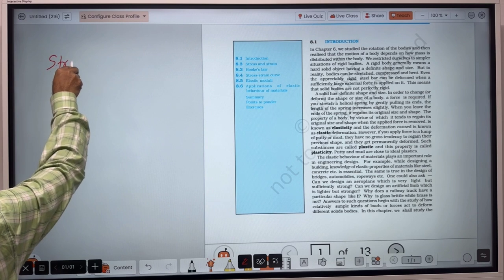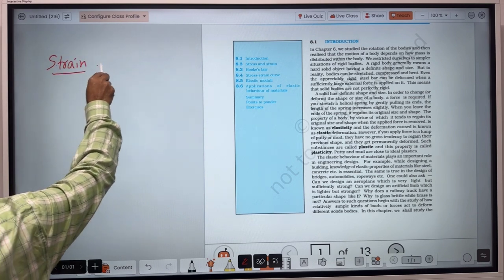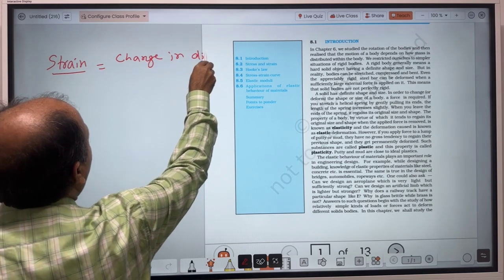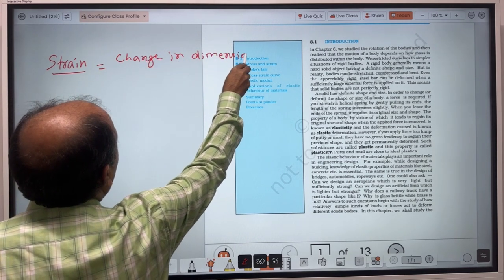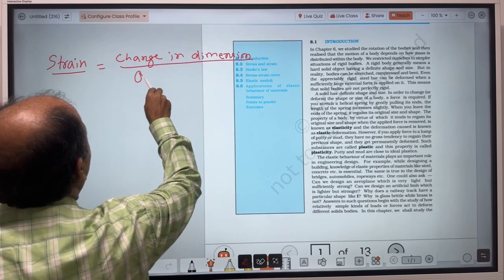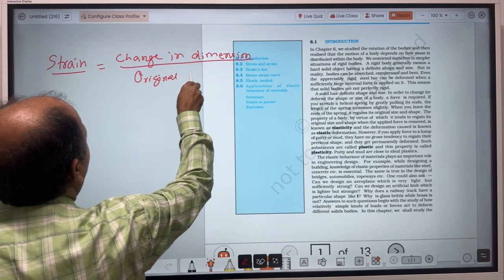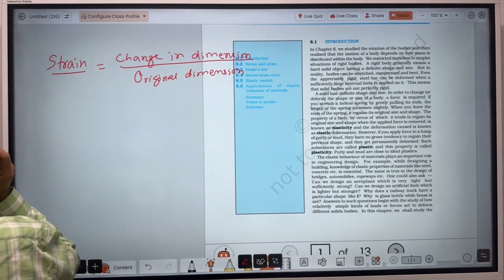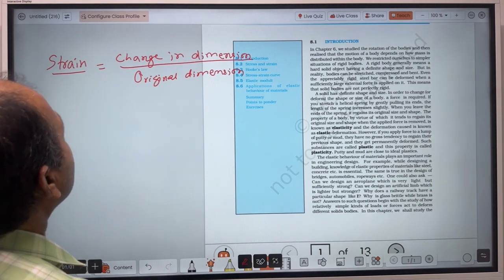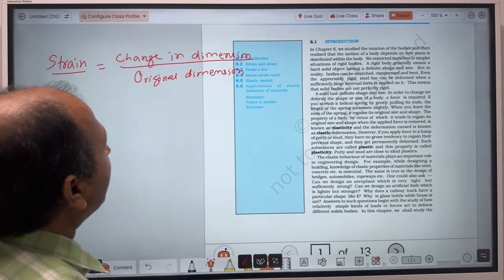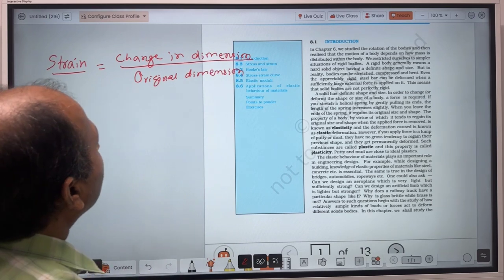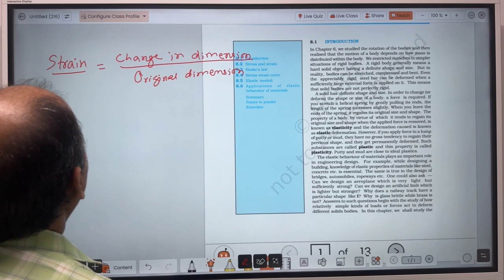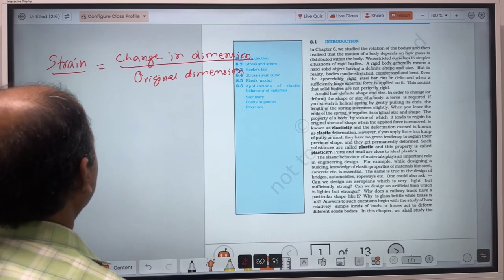So there are different types of strains. So strain means change in dimension divided by original dimension, right? So here if you write the units, change in dimension, suppose you are taking length upon length, so it will be dimensionless. Suppose you are taking volume upon volume, meter cube upon meter cube, so that will also be dimensionless. So we can say that strain has no dimension.